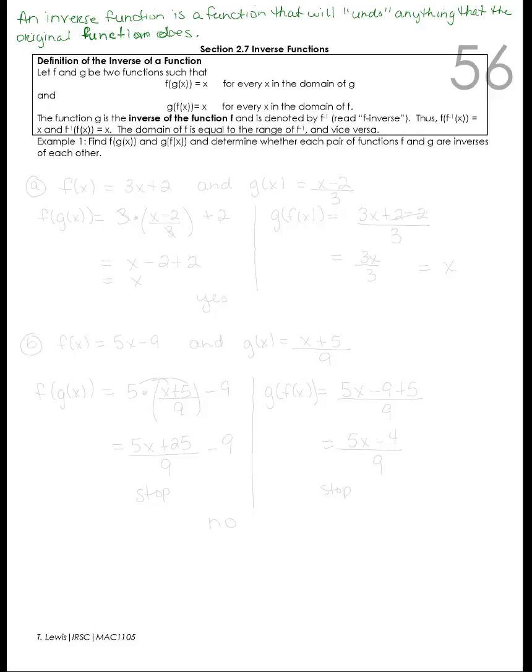It says find f of g of x and g of f of x to determine whether each pair of functions f and g are inverses of each other. And you would know that because when we find f of g of x and g of f of x, it's going to equal x. Okay? So, here we go. Example A. We have here f of x is equal to 3x plus 2, and we have g of x that is equal to x minus 2 over 3.